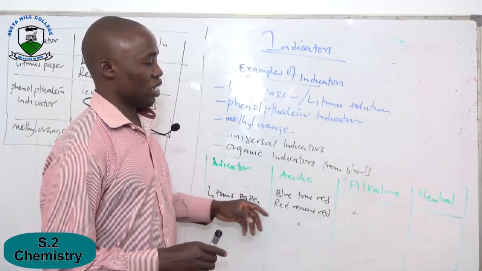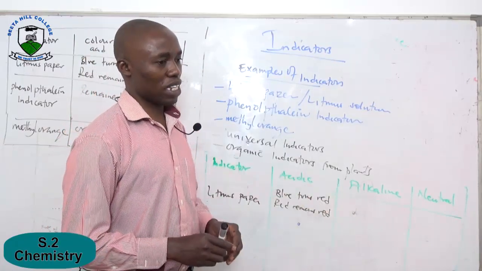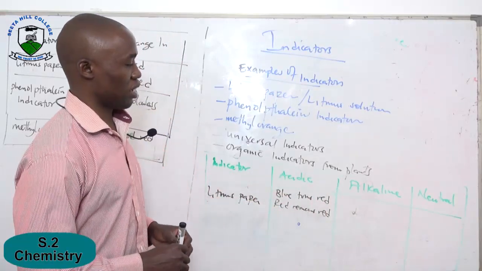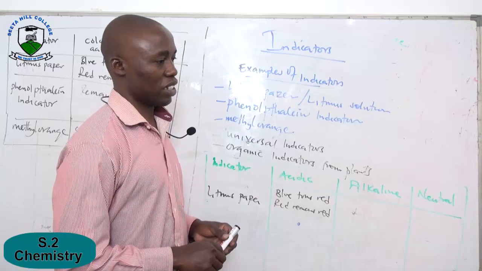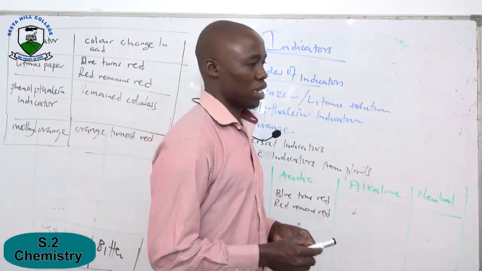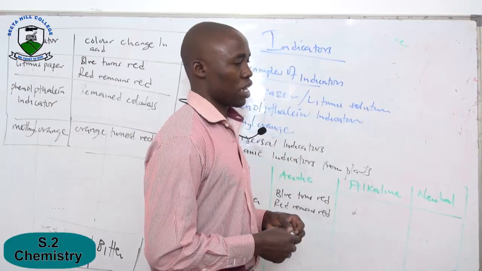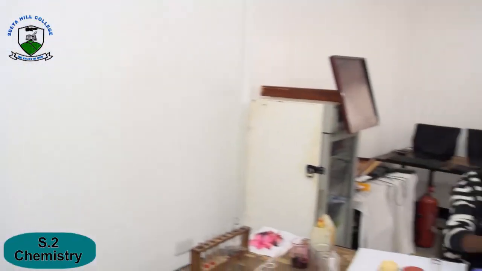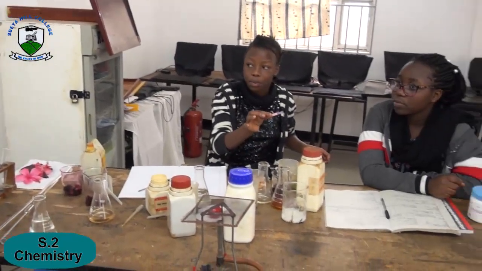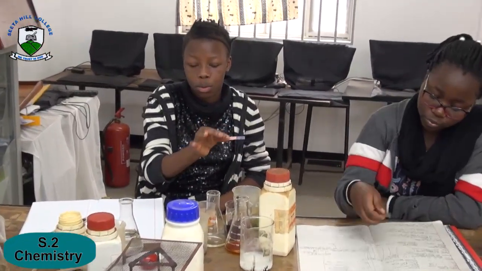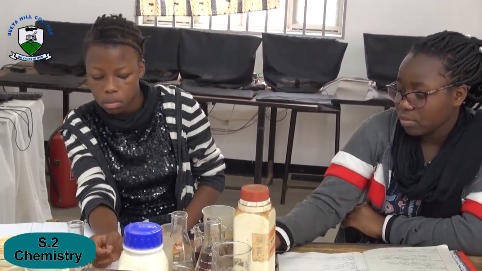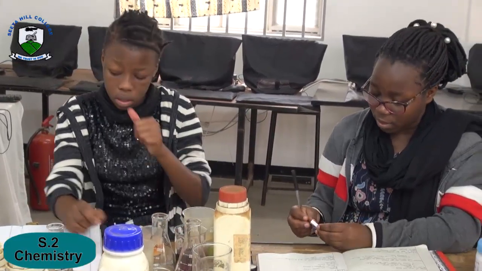Now, if you use sodium hydroxide on litmus paper, could you do it very fast? How does sodium hydroxide behave on litmus paper? Red turns to blue. Blue litmus remains blue, not so?